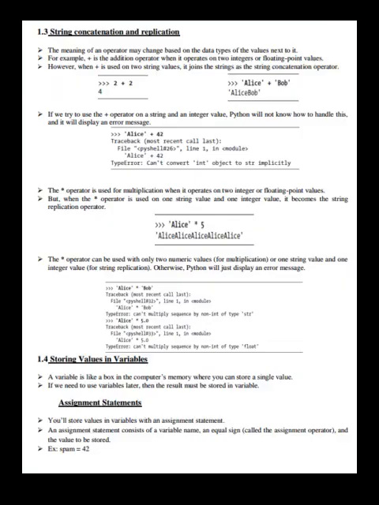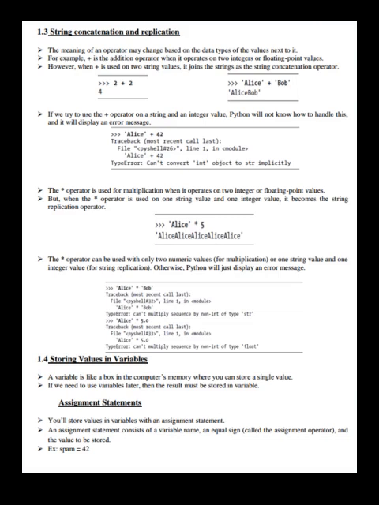String concatenation and replication. The meaning of an operator may change based on the data type of the values next to it. For example, plus is the addition operator when it operates on two integers or floating point values. However, when plus is used on two string values, it joins the strings as the string concatenation operator. See the figure here. If you try to use the plus operator on a string and an integer value, Python will not know how to handle this, and it will display an error message.